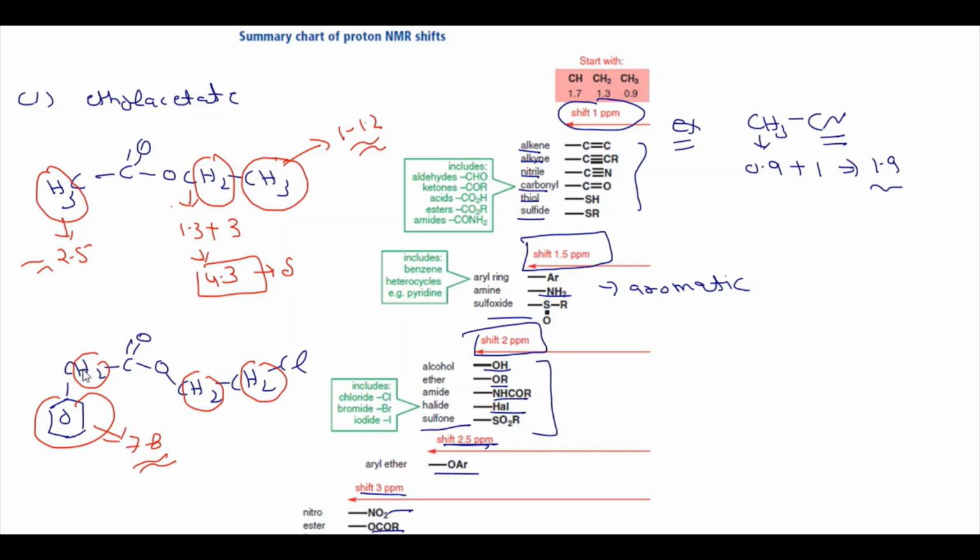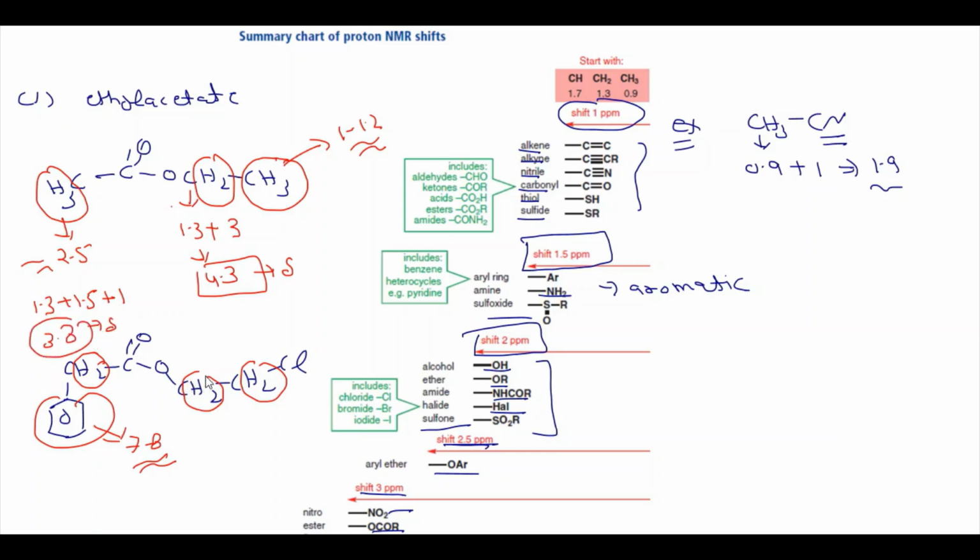Next is this type of CH2 proton. Its base value is approximately 1.3, but it is connected to the aryl system, which will create a shift of 1.5. Also it is connected to the carbonyl system, which will again increase the shift by 1. The total will be 1.3 plus 1.5, that is 2.8, plus 1, 3.8. So its value should be 3.8.